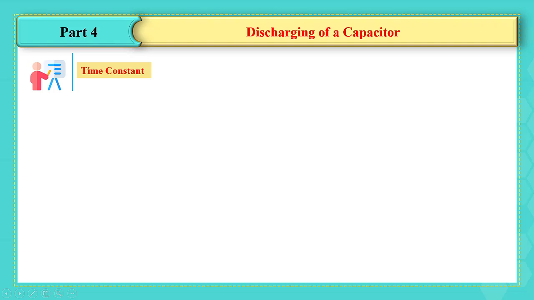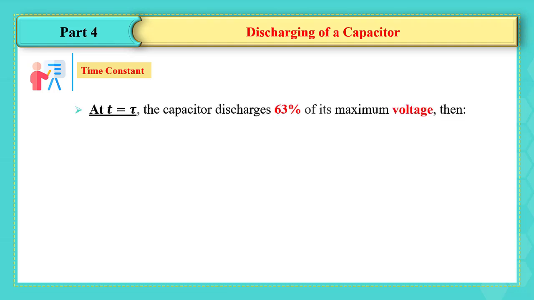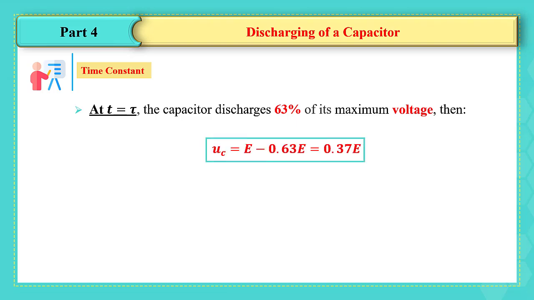Let us now define tau for the discharging process. We know that at time t equal to tau, the capacitor discharges 63% of its maximum voltage. Then UC, which is the voltage of the capacitor at time t equal to tau, is equal to E minus 0.63E, which is equal to 0.37E.